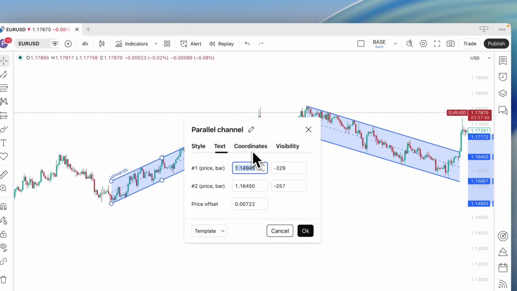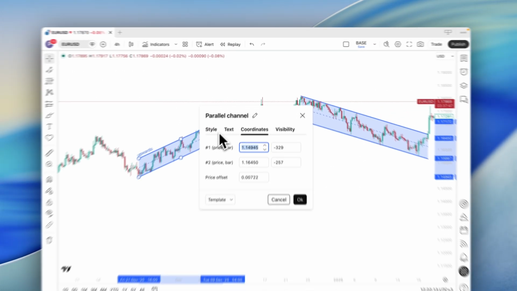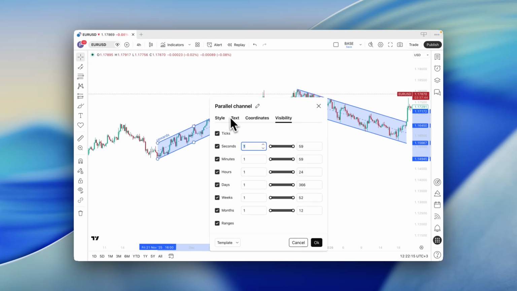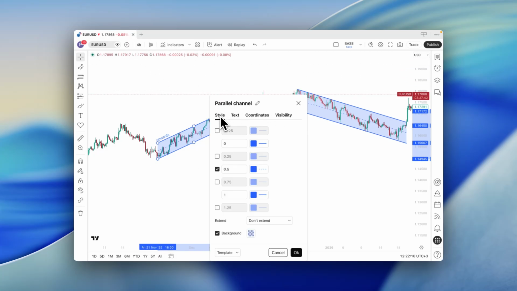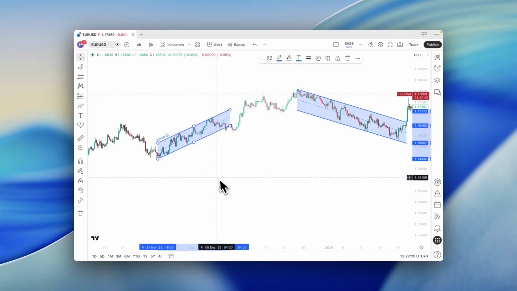So you could write some notes. You could ensure that the coordinates are precise and the visibility on which time frame it may appear. So this is essentially how I would add my channels.